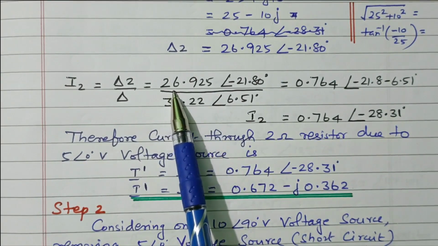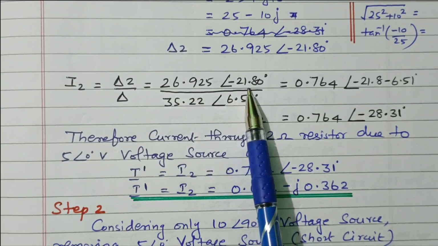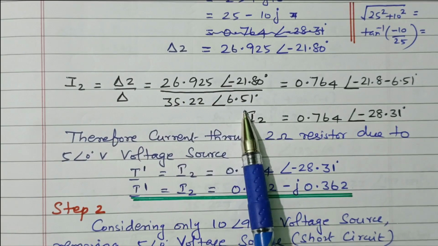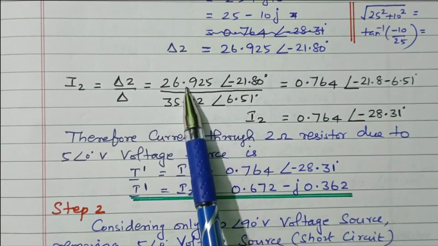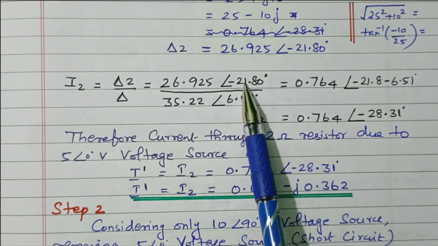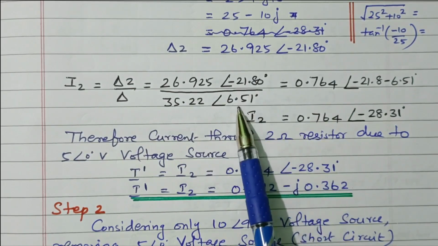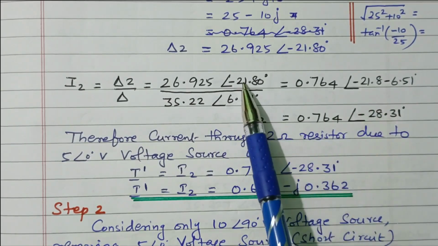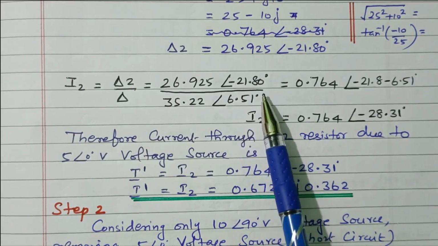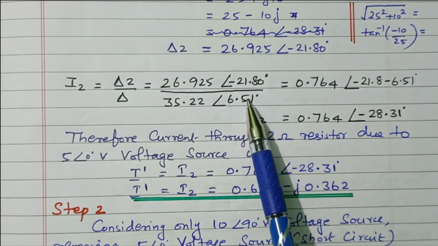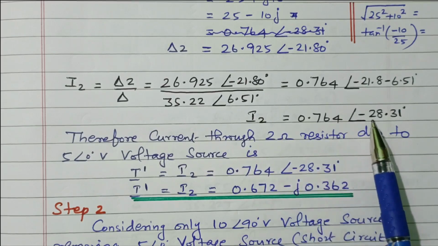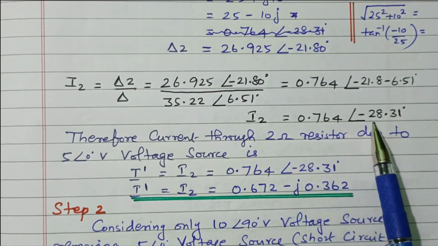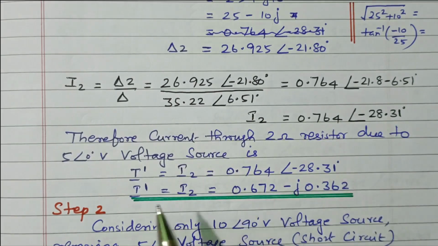So delta 2 is 26.925 with an angle of minus 21.8, and delta is 35.22 with an angle of 6.51. These two magnitudes are divided, giving 0.764. For the angle, this angle is subtracted from this angle: minus 21.8 minus 6.51. Multiplication means the two angles are added; division means they are subtracted. That is the procedure. After subtraction we get minus 28.31, so 0.764 with an angle of minus 28.31. So this is the current.